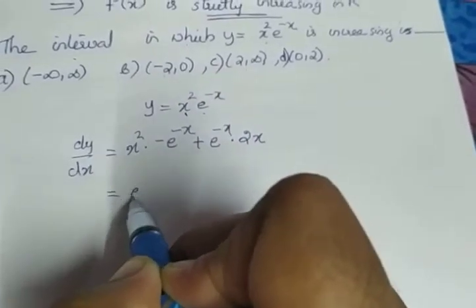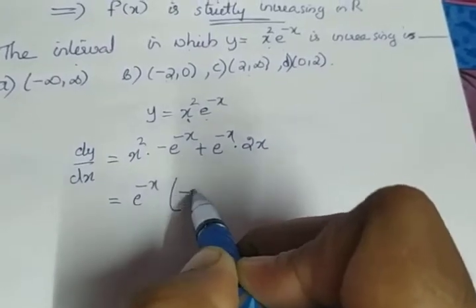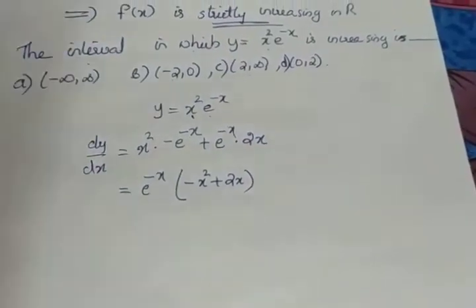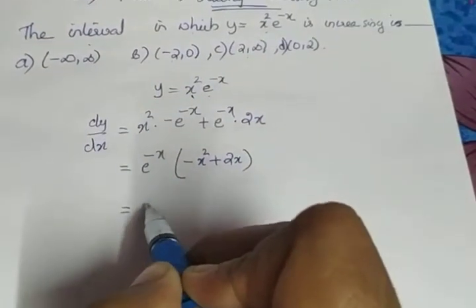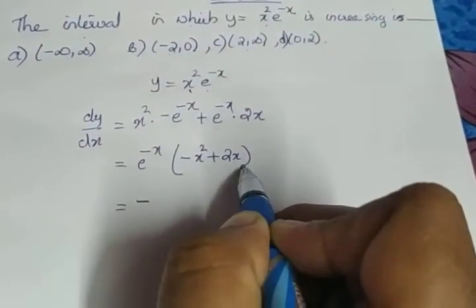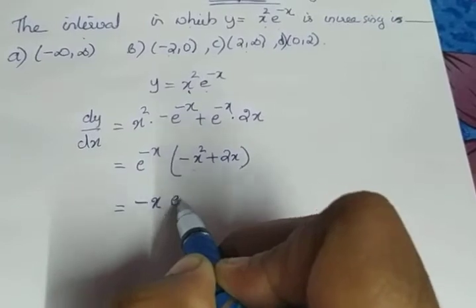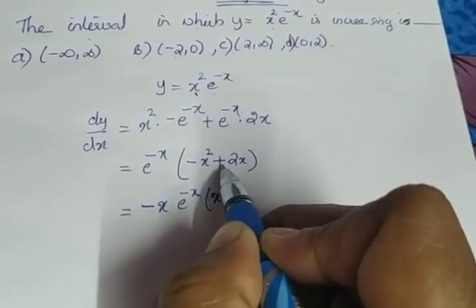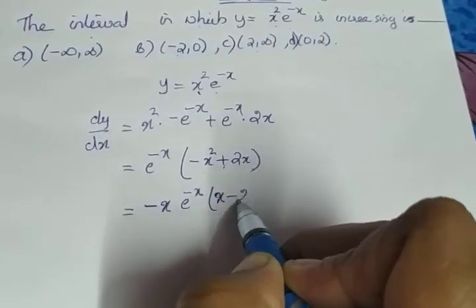So e raised to minus x is common. What we get is minus x square plus 2x. Again, if I am taking a negative x also outside from the bracket, minus x into e raised to minus x into negative came outside, so the balance is x. Here also negative came outside and the balance is minus 2.